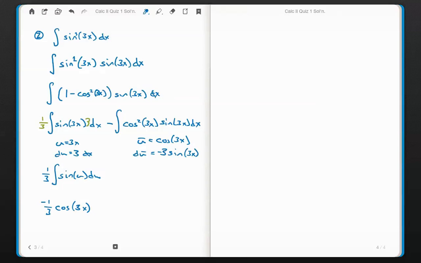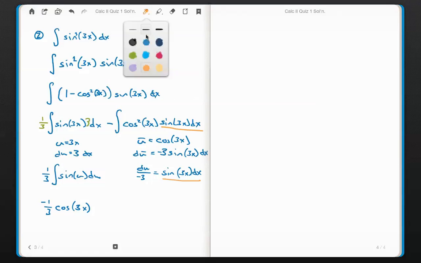Okay. If you didn't like what I did over here, I'll do it a little different way. I've got a sine 3x dx here. That's what I want to get rid of, because this is going to become u squared, and I want this to go away. So I'm going to solve over here, du over negative 3 equals sine 3x dx. And then we notice, I'll pick yet a different color, how about an orange, that I've got a sine of 3x dx there, and I've got a sine of 3x dx there, so I can swap those out.